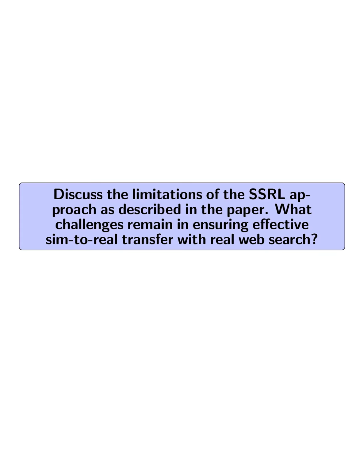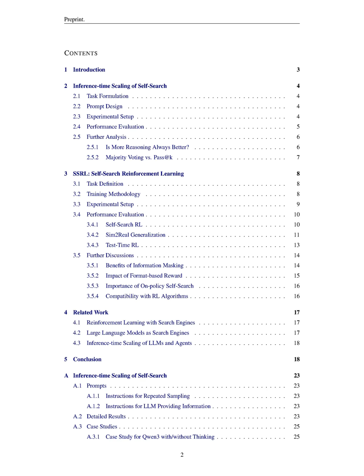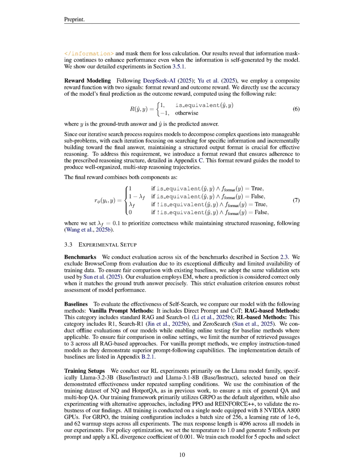Discuss the limitations of the SSRL approach as described in the paper. What challenges remain in ensuring effective sim-to-real transfer with real web search? The SSRL approach, while demonstrating significant improvements in performance, faces limitations primarily related to the fixed nature of the internal knowledge within models, which restricts their adaptability to dynamic real-world environments. The paper highlights that although SSRL achieves strong results on static benchmarks, the inherent knowledge remains static, making it challenging for models to generalize effectively to real-time search settings.